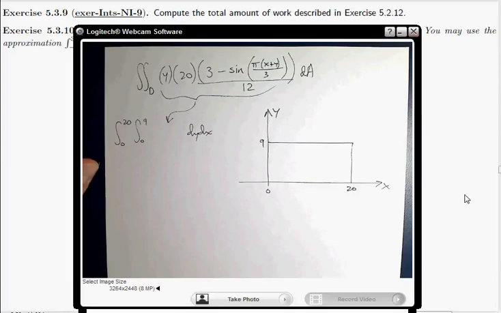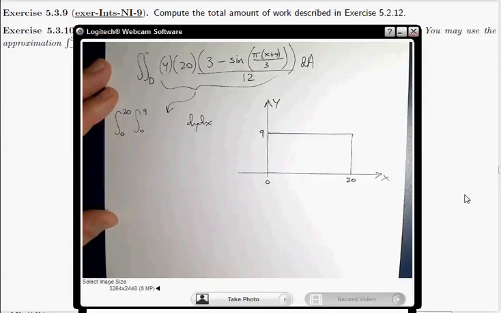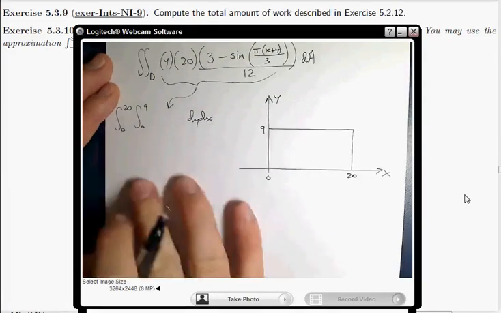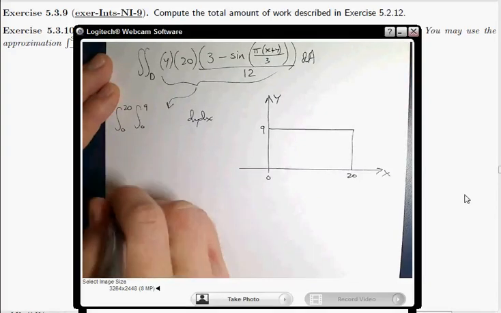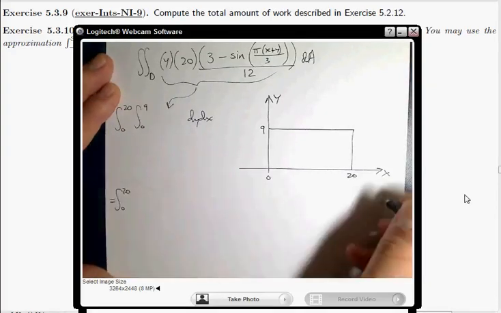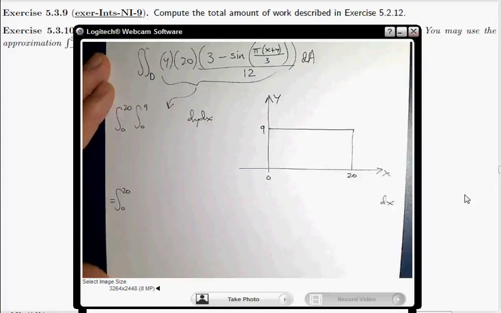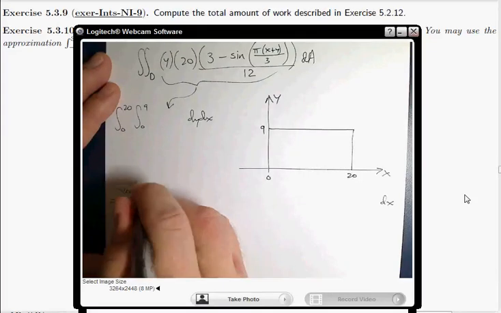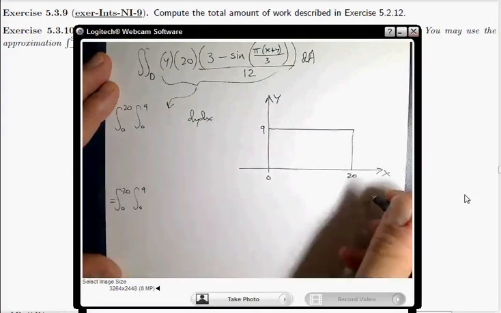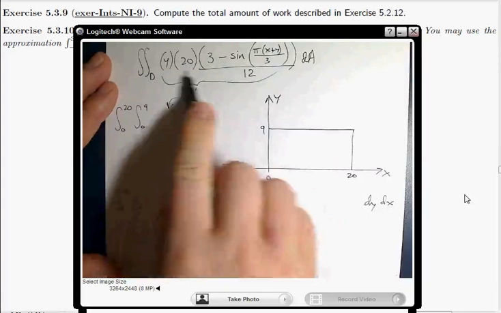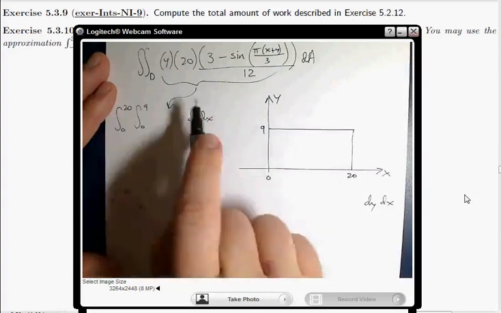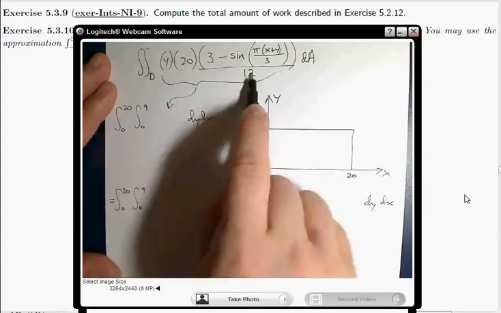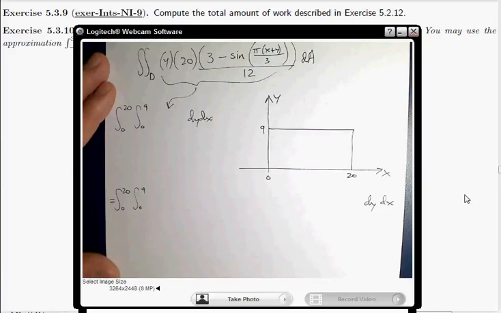So let's go ahead. I'm going to need some space here, so let me skip down where I have more room. Integral from 0 to 20 dx, and integral from 0 to 9. Now I want to multiply out all of this stuff. Conveniently, there are constants that will just factor right out. The 20 factors right out. The 12 factors right out. And then I'm left with 3y.